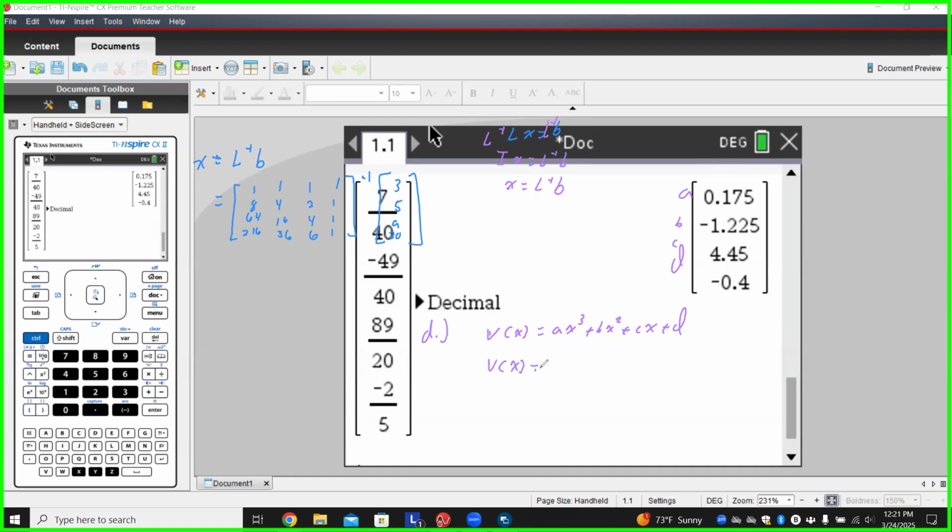So V of X would equal 0.175x cubed minus 1.225x squared plus 4.45x minus 0.4.